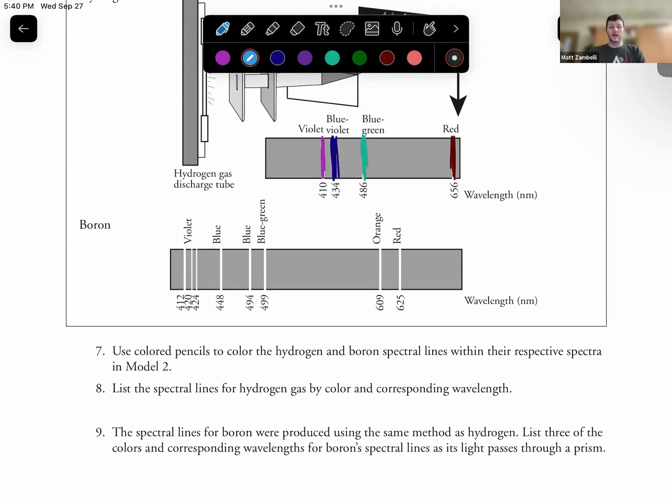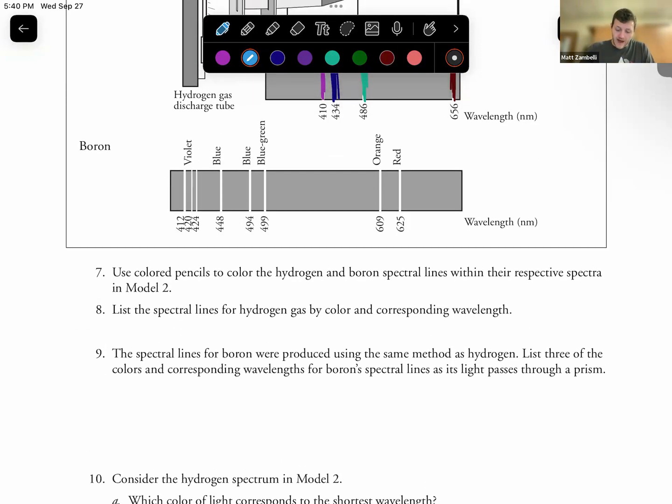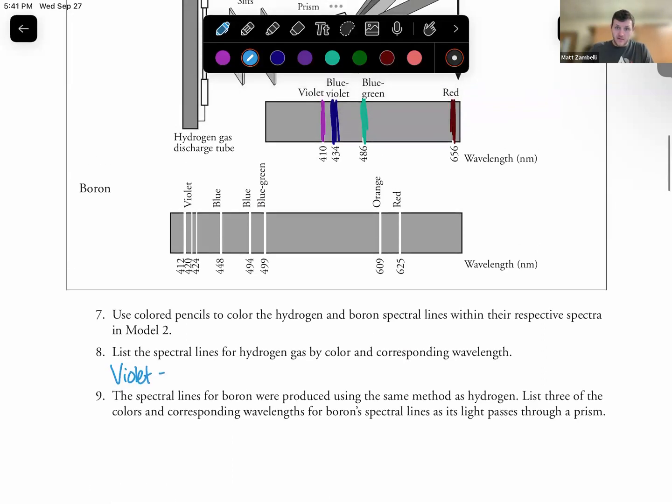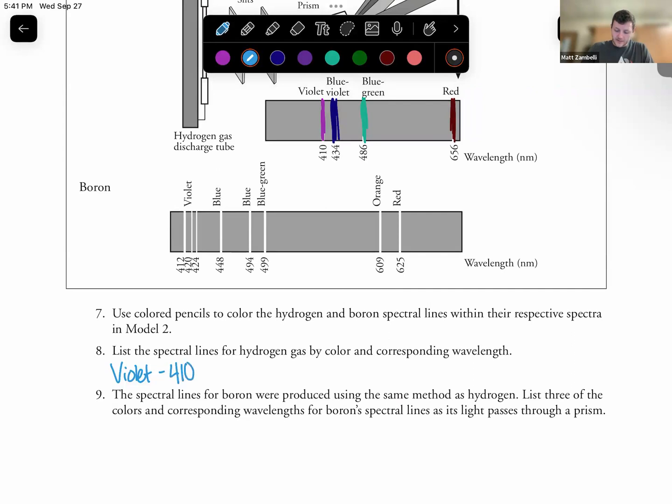For hydrogen, we need to list the spectral lines and their corresponding wavelengths. We'll do 8 together. We have violet, and violet corresponds with the wavelength 410 nanometers. A nanometer is 1 times 10 to the negative 9 meters, so really, really tiny. Or it might be 1 times 10 to the 12th, if I remember correctly. One or the other, it's really tiny numbers.